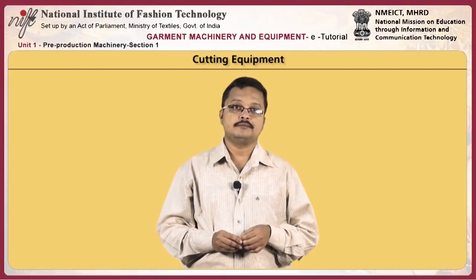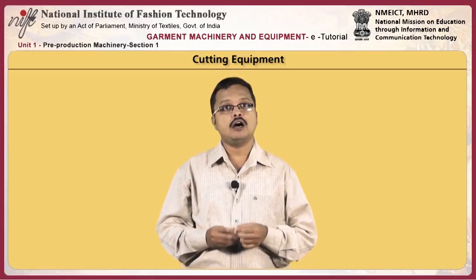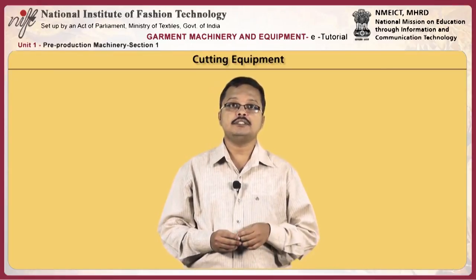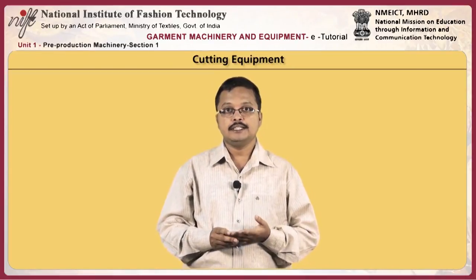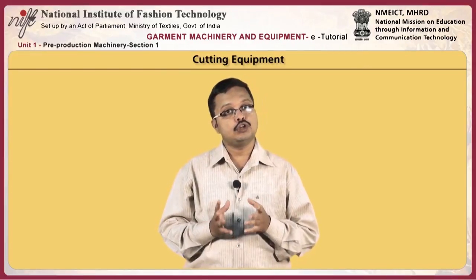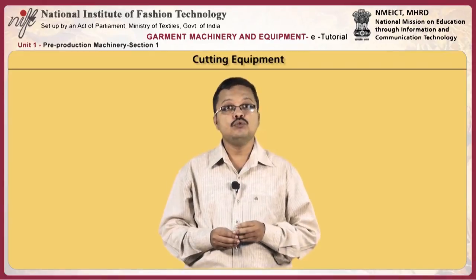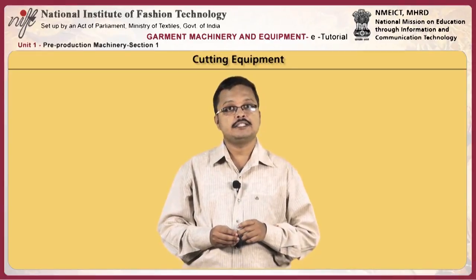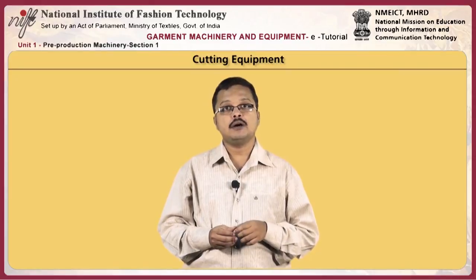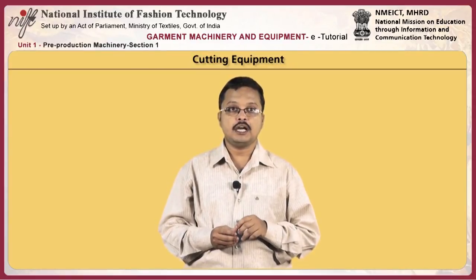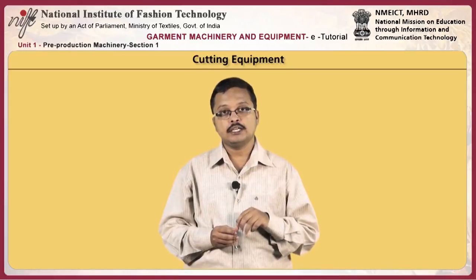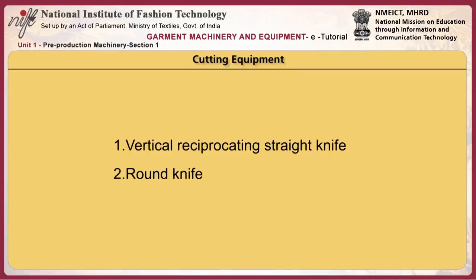Cutting equipment. Cutting can either be manual or automated. Cutting depends on the skill of the operator. These equipments can be portable or stationary. Portable knives are moved through the spread while stationary cutters require the operator to position and control fabric blocks through the blade. There are two types of portable cutting knives, mainly the vertical reciprocating straight knife and round knife.